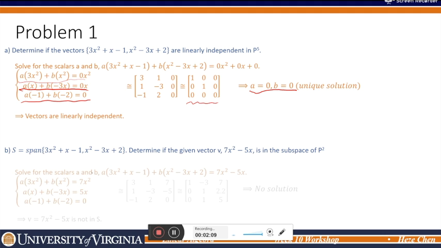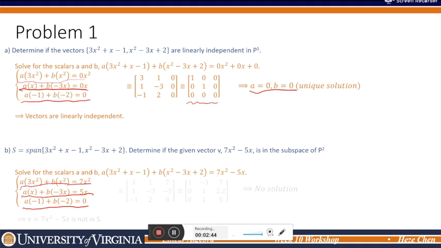So we can solve for the scalars a and b and write a similar equation like the problem before. A times 3x squared plus x minus 1 plus b times x squared minus 3x plus 2 should be equal to v, which is 7x squared minus 5x. For the x squared term, we can write this equation. For the x term, we have this one. And for the constant term, we have this.